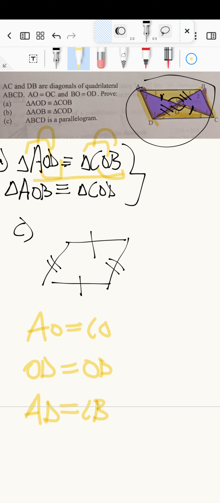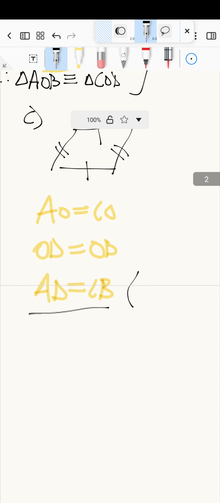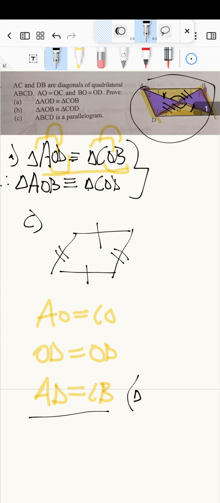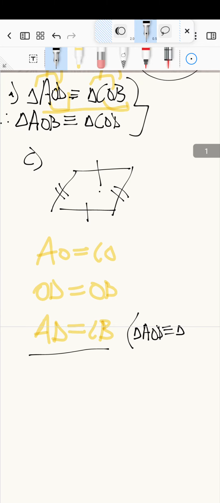BC is this one. So of the quadrilateral ABCD, because of our congruency, we now know that AD is equal to CB, or BC, right? So this statement over here, this one we're going to need. So we're going to say, because of the congruency, triangle AOD is congruent to triangle COB.